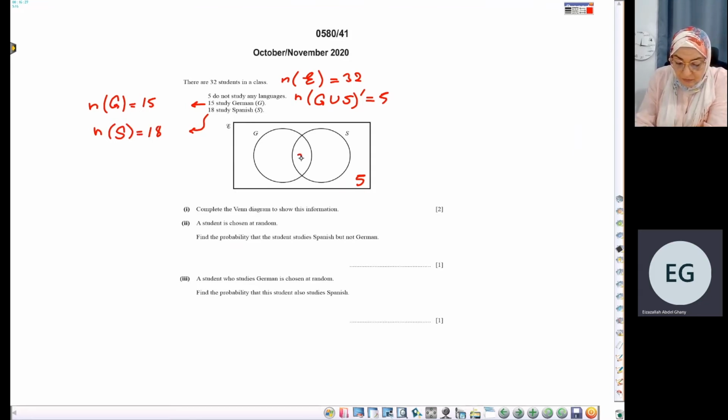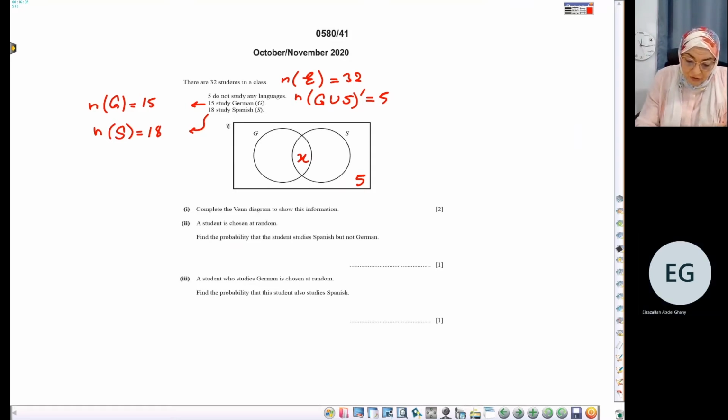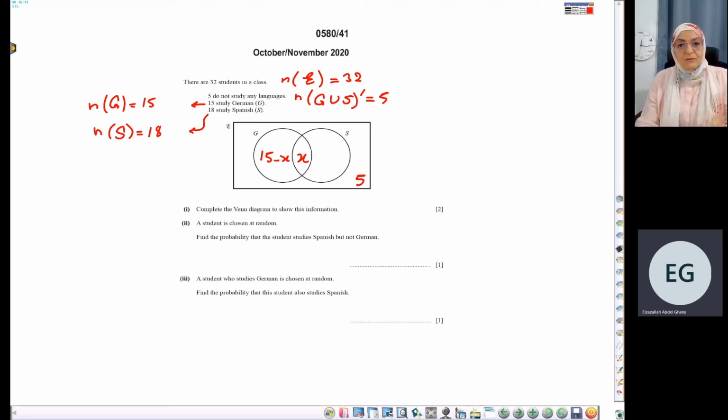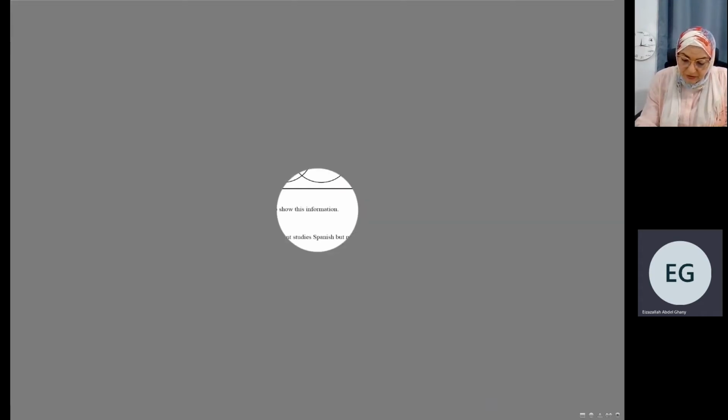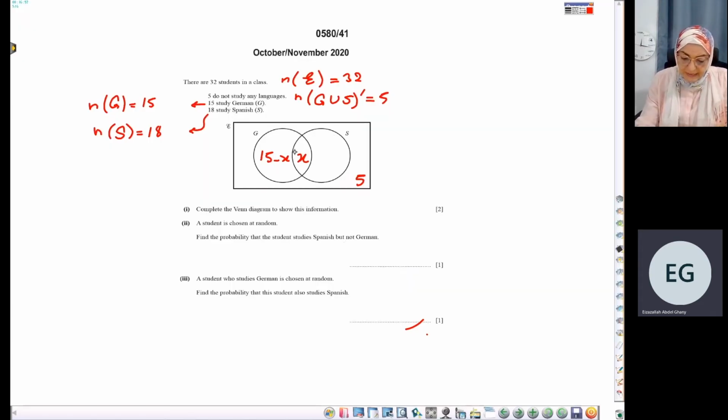The problem is I don't know how many students are common, which are studying both German and Spanish. So let's name it X, and the German should add up to 15. So 15 minus X plus X is 15. That's perfect, because I cannot divide 15 in both regions. The same for Spanish. 18 study Spanish. The whole region is 18, contains 18 students. So this part is 18 minus X.